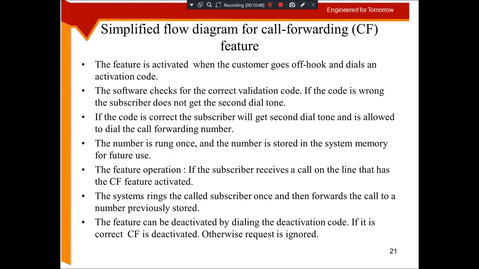The feature operation. If the subscriber receives a call on a line that has the call forwarding feature activated, the system rings the called subscriber once and then forwards the call to the number previously stored. The feature can be deactivated by dialing the deactivation code. If it is correct, call forwarding is deactivated. Otherwise, the request is ignored.